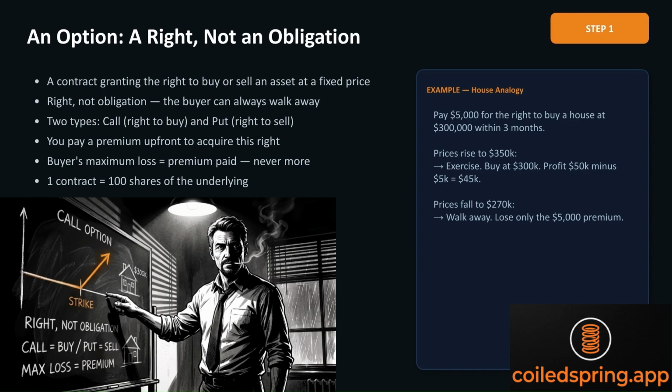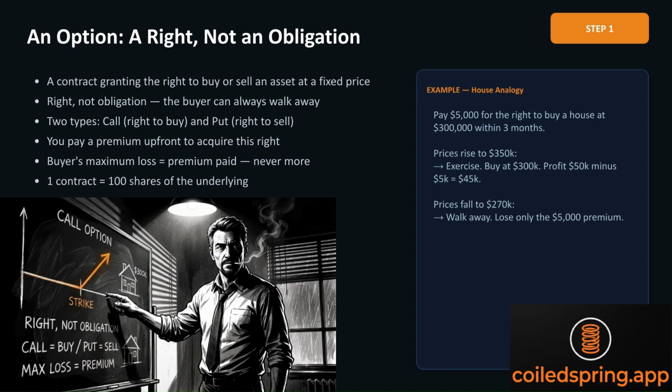There are 2 types of options. A call gives you the right to buy. A put gives you the right to sell. We'll go deep into both, but for now, remember, call equals right to buy, put equals right to sell. To acquire this right, you pay a price up front called the premium. This is your only cost, and it's also your maximum possible loss. No matter what happens in the market, you cannot lose more than the premium you paid. The downside is capped. The upside is not.